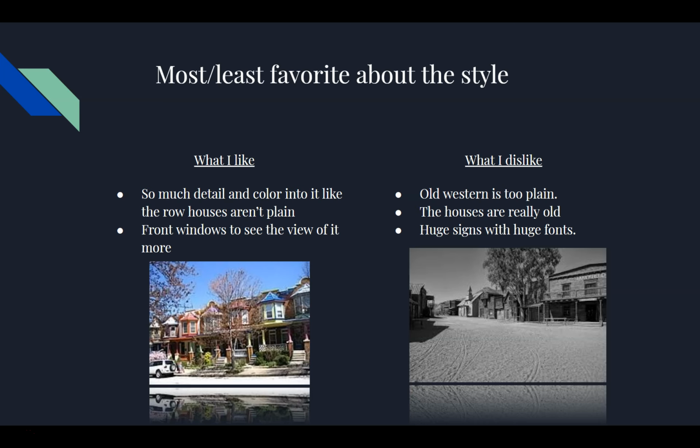Okay. What I like about them is that they have so much detail and color, and the row houses aren't that plain. They have big front windows to see and view more of it. What I disliked about it is basically more of the old Western. It's just too plain. The houses are really old. They have huge signs with big fonts.